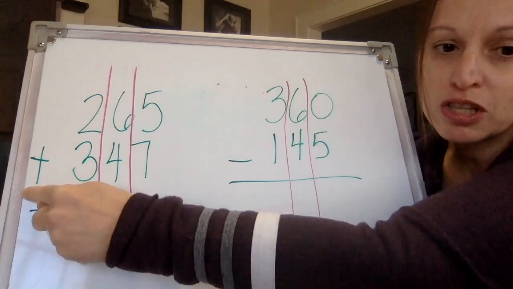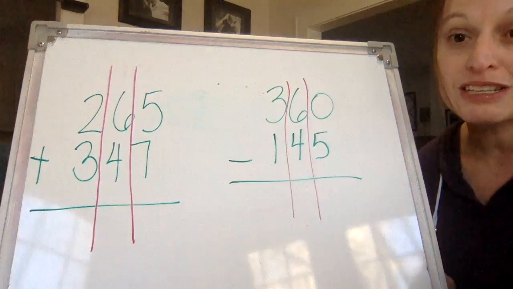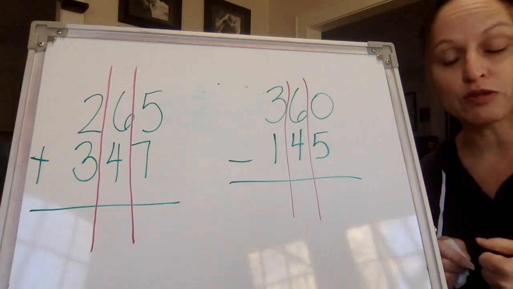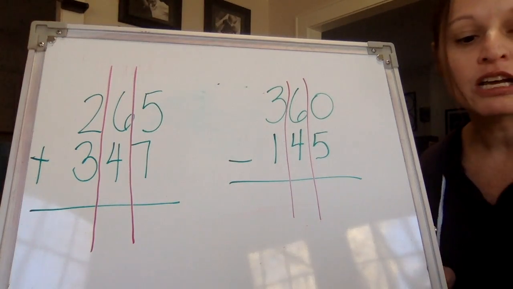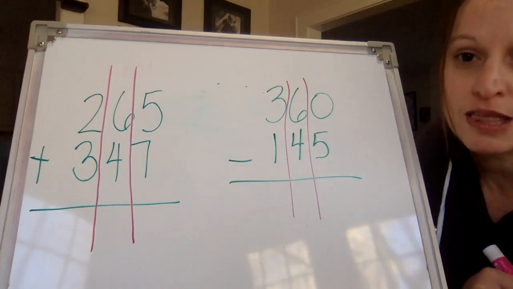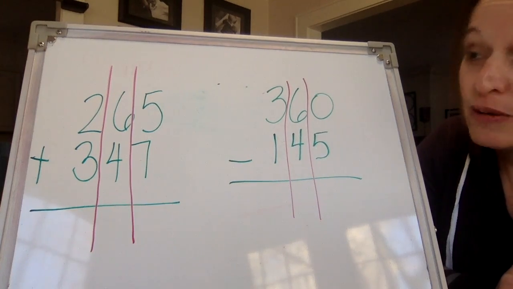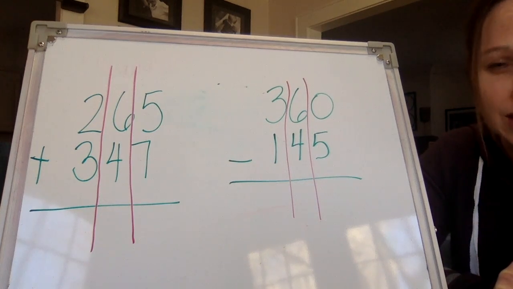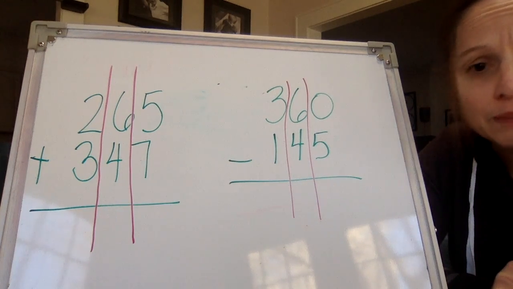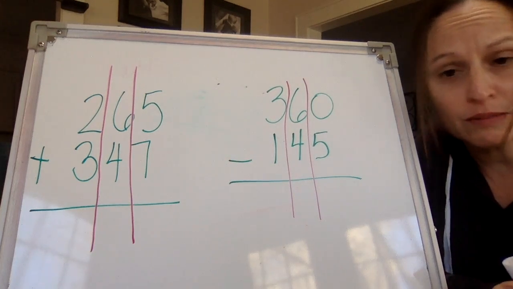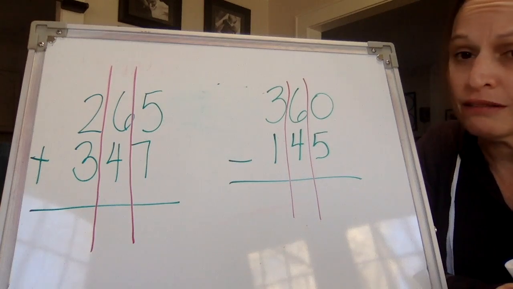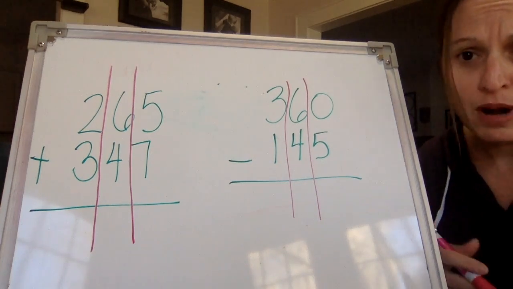You have to make sure to look at the operation to see what you're doing, because if you don't, you can end up subtracting when you're supposed to be adding or adding when you're supposed to be subtracting. So make sure you're paying attention to what operation you're doing in the problem. And we also have to remember to think about, do I need to regroup? Do I not need to regroup? Because sometimes you will and sometimes you won't. It's really important to think about that as you go on. Otherwise, you're going to get the problem wrong.